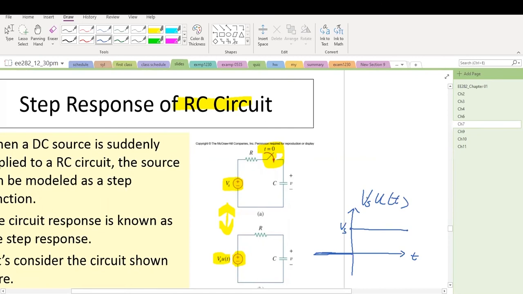The function Vs multiplied by u of t is expressed like this. So this is time 0. At time greater than 0, Vs multiplied by u of t is Vs. And when t is less than 0, that's 0. But at time exactly equal to 0, the value is not defined. That's the time when the switch changes state.